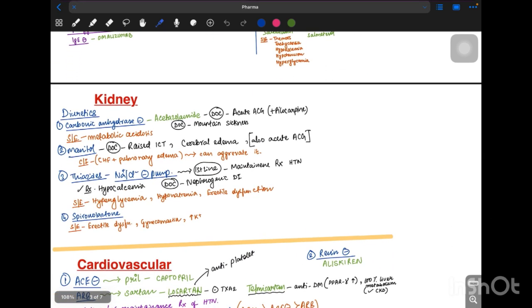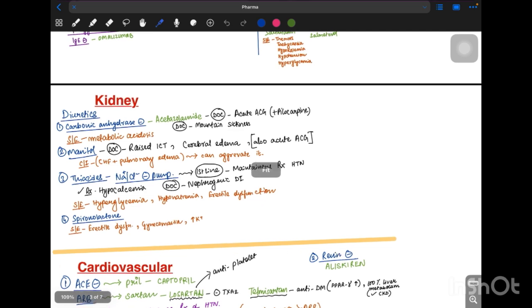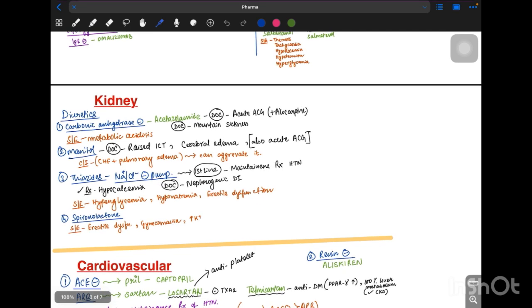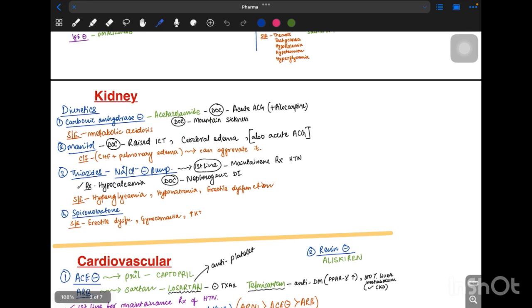Now, coming to our next chapter, which is kidney. For kidney, what drugs can we give? We can give diuretics. The examples are carbonic anhydrase inhibitors. The name of the drug is acetazolamide. Acetazolamide is the drug of choice for acute angle closure glaucoma, and we also combine pilocarpine. Pilocarpine can also be used as a treatment for acute angle closure glaucoma, but the drug of choice is acetazolamide. Also, acetazolamide is the drug of choice for mountain sickness. You have to keep this in mind. Now, what are the side effects of carbonic anhydrase inhibitors? It can cause metabolic acidosis.